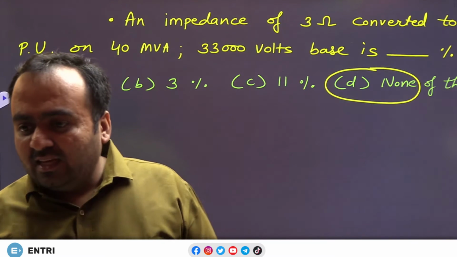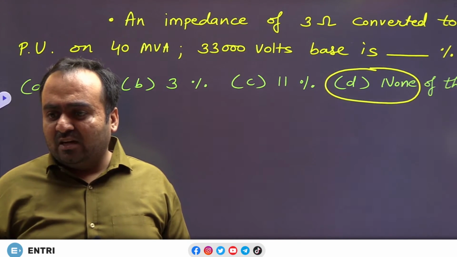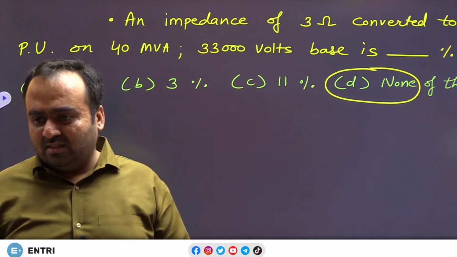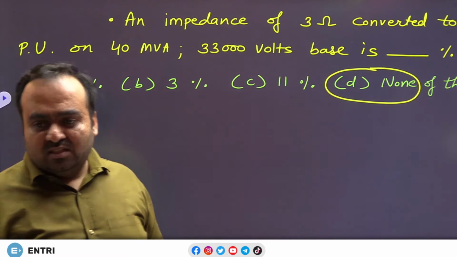What is the question? An impedance of 3 ohm converted to per unit on 40 MVA 33,000 volts base is what percent? So A, B, C and the D option is none of these.